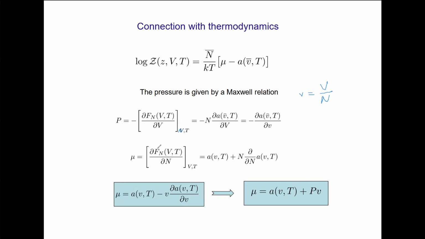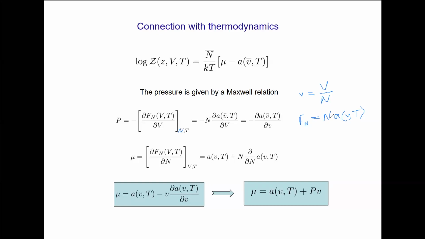Similarly, we can calculate the chemical potential of the system, differentiating the free energy of the system with respect to the number of particles at fixed volume and temperature. When we do that, we again substitute here the expression that F is equal to n times little a depending on little v and temperature, and differentiate with respect to n.